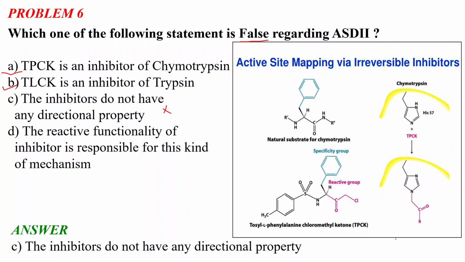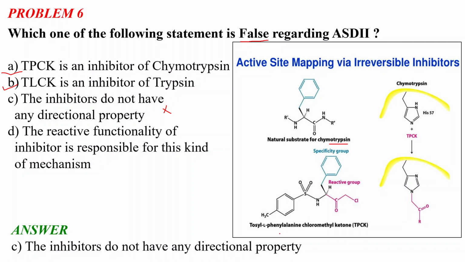This is the TPCK inhibitor of chymotrypsin. The name TPCK denotes tosyl L-phenylalanine chloromethyl ketone, and TLCK stands for tosyl L-lysine chloromethyl ketone, whose structure is similar, but there is a phenylalanine here. In TLCK, the inhibitor of trypsin, there will be a lysine residue here. This is the natural substrate for chymotrypsin. We know what chymotrypsin does: it hydrolyzes the peptide bond at the C side of an aromatic amino acid.